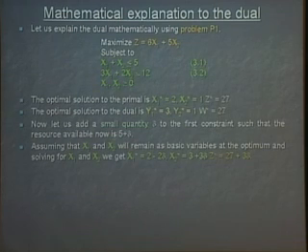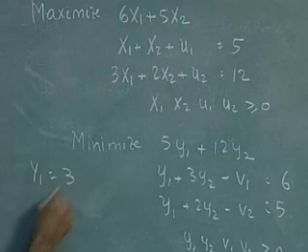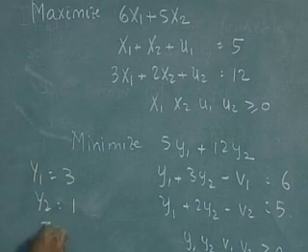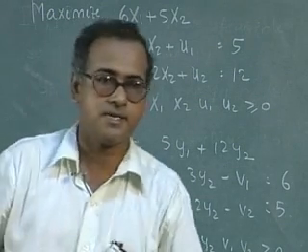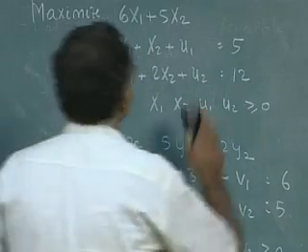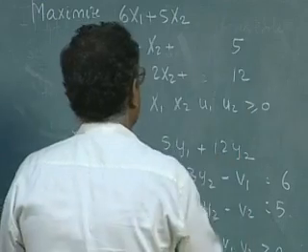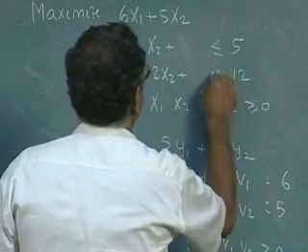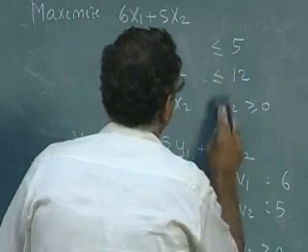Now right now we will note down the solution to the dual here. This is the dual. Solution to the dual is y1 equal to 3, y2 equal to 1, and z equal to 27. Now let us look at this problem, primal again, and let us write this as less than or equal to 5, less than or equal to 12, and right now let us leave this.